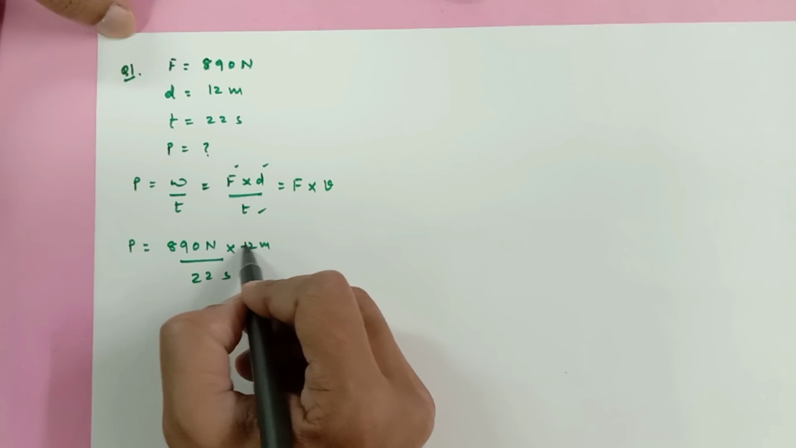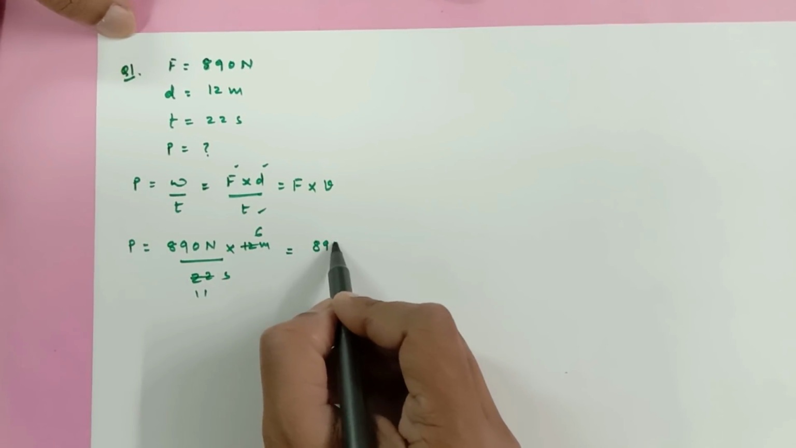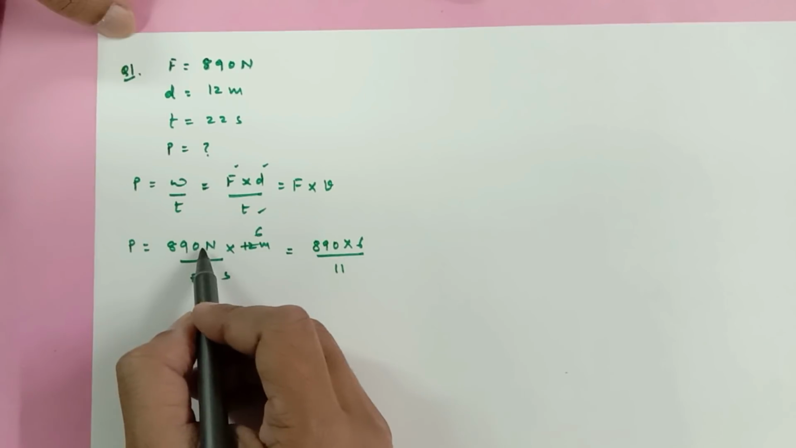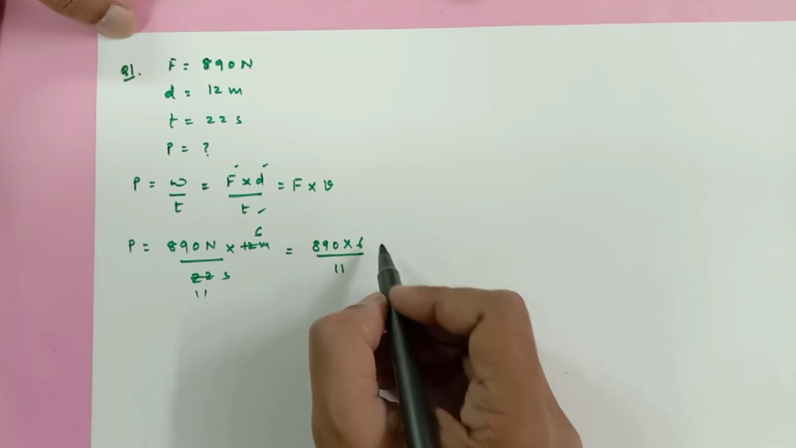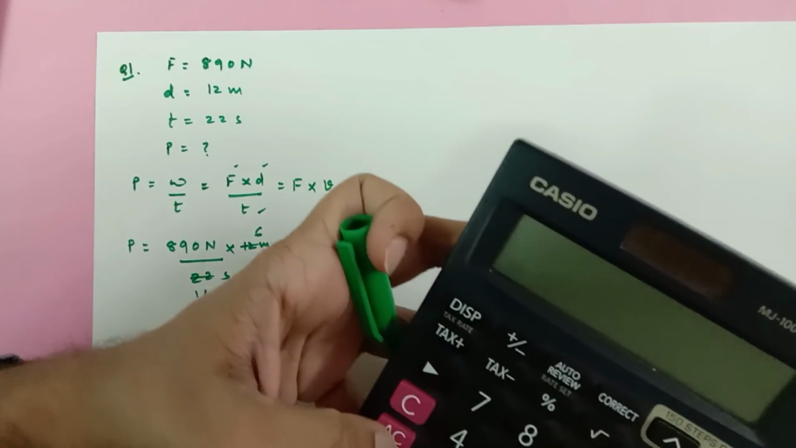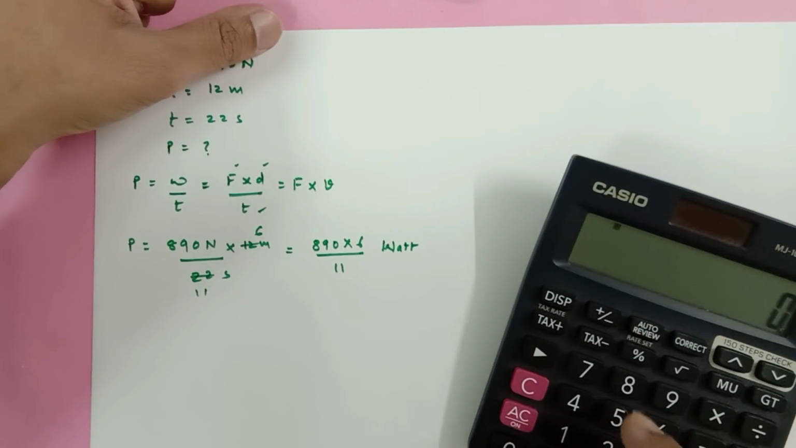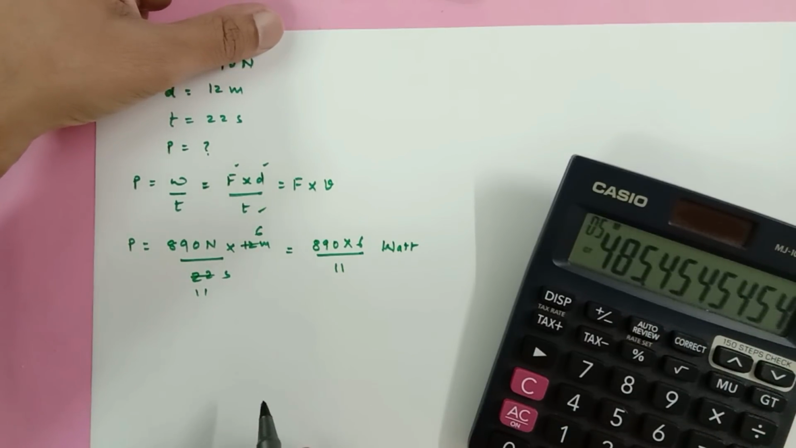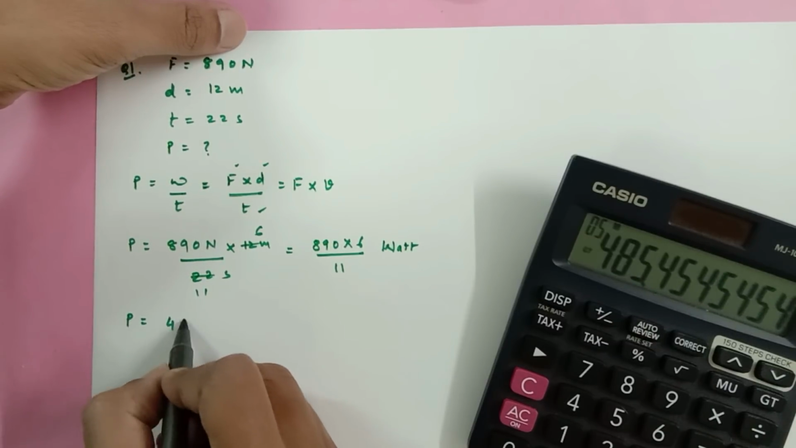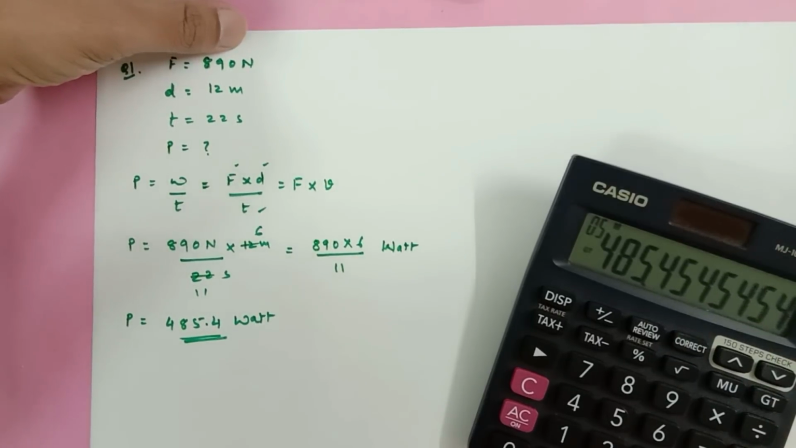Now, if I cut this by 2, then 890 multiplied by 6 upon 11, and this entire thing is in SI unit, and the SI unit of power is watt. So I'm going to get my answer in watt only. Students, you will have to do it by yourself. I'm using a simple calculator to do this. 890 multiplied by 6 divided by 11. So my answer is going to be 485.4 watt. So power is equal to 485.4 watt. This is the solution to question number 1.